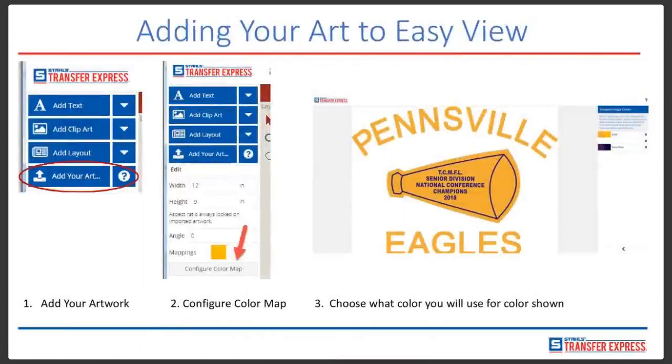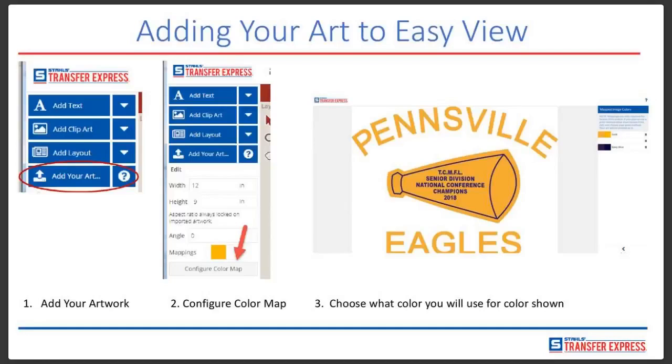So in the EasyView Online Designer, you also do have the option of adding your own artwork to the EasyView Designer. So in the upper left-hand corner of the design tool, you'll see the add your artwork button there. When you click on that, you'll actually be able to upload your file. Again, 31 file types is what we take, so anything you have, I'm sure we can take it.